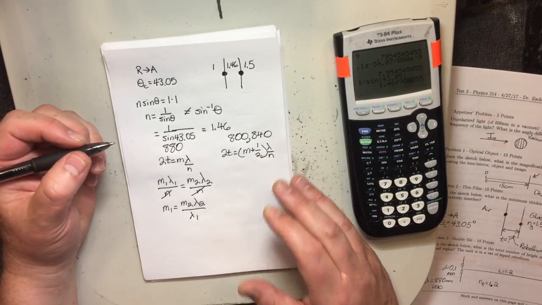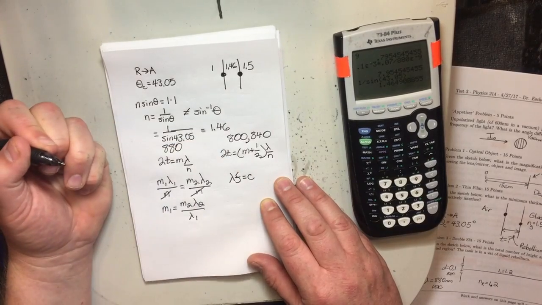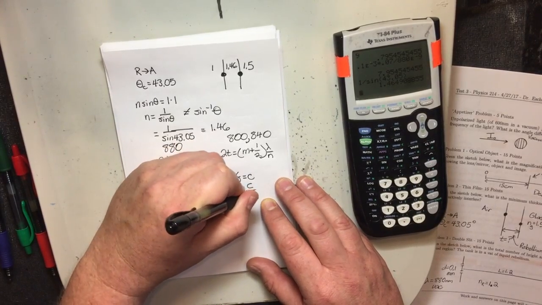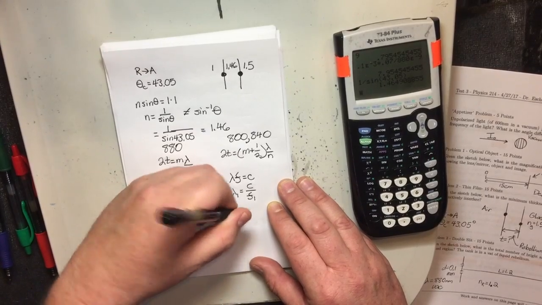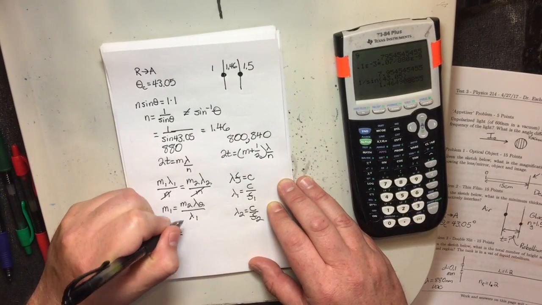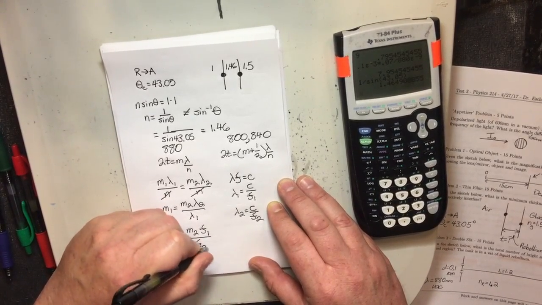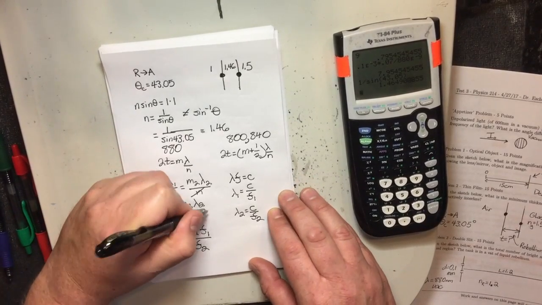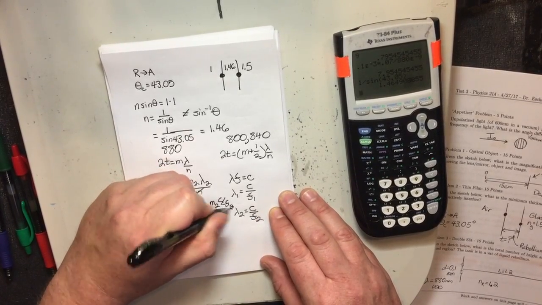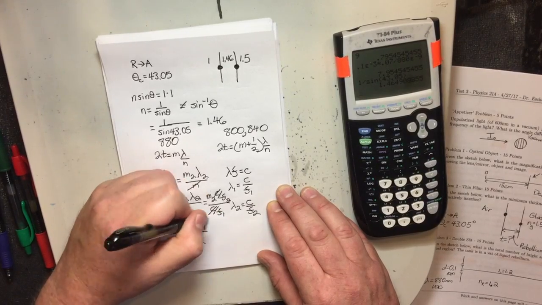Now you've got these lambdas. If you remember from the equation, lambda f is equal to c. So lambda 1 is equal to c over f1. Lambda 2 is equal to c over f2. So what happens is you get m2 f1 over f2. Because here you get m2 times c over f2, and then c over f1. Those cancel, that pops up, that goes down, and you end up with this.